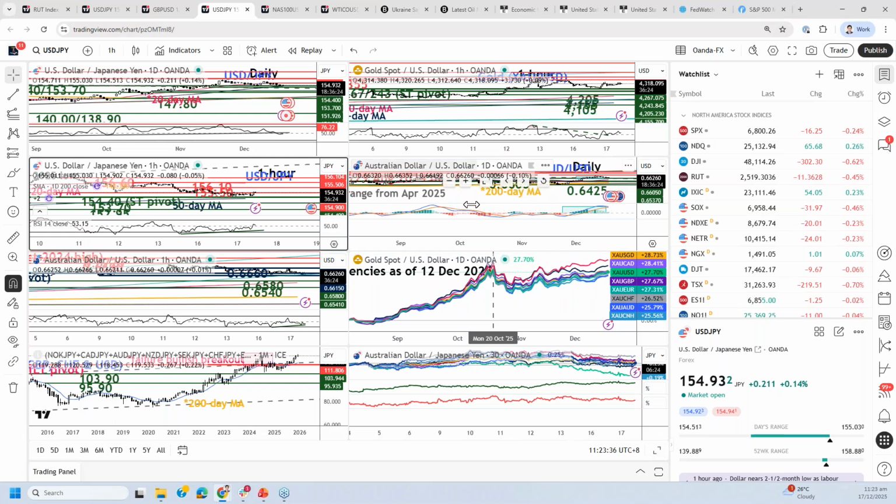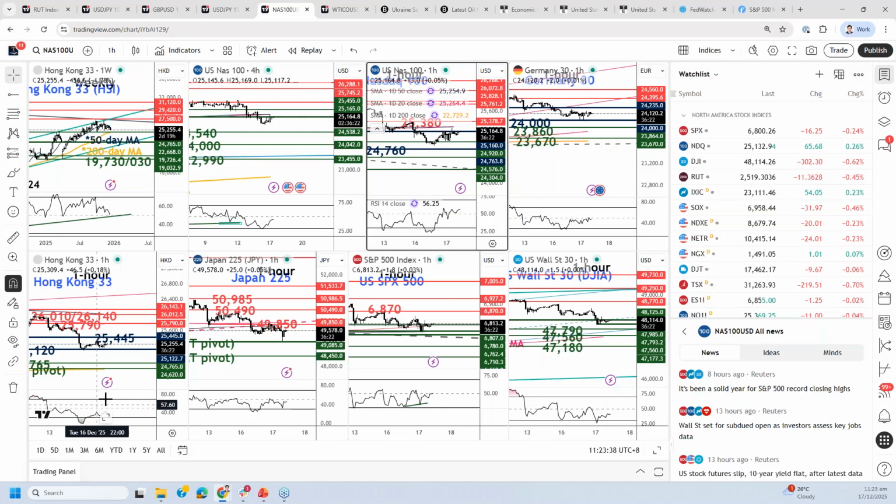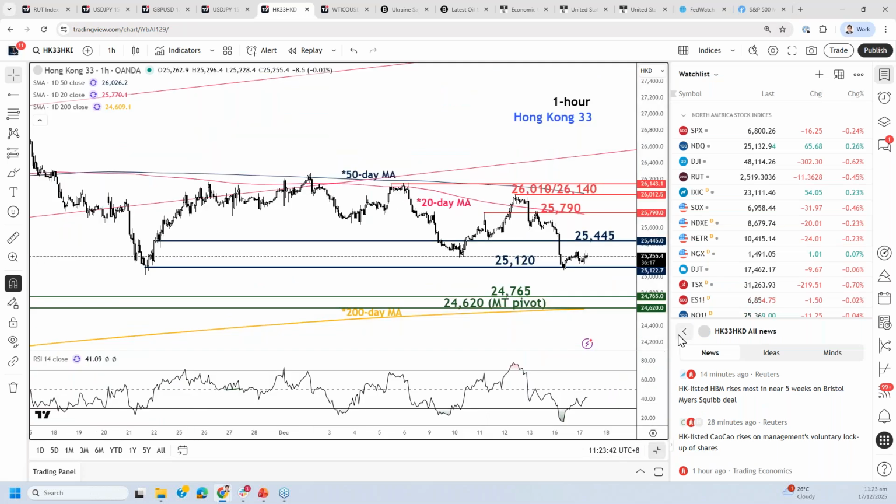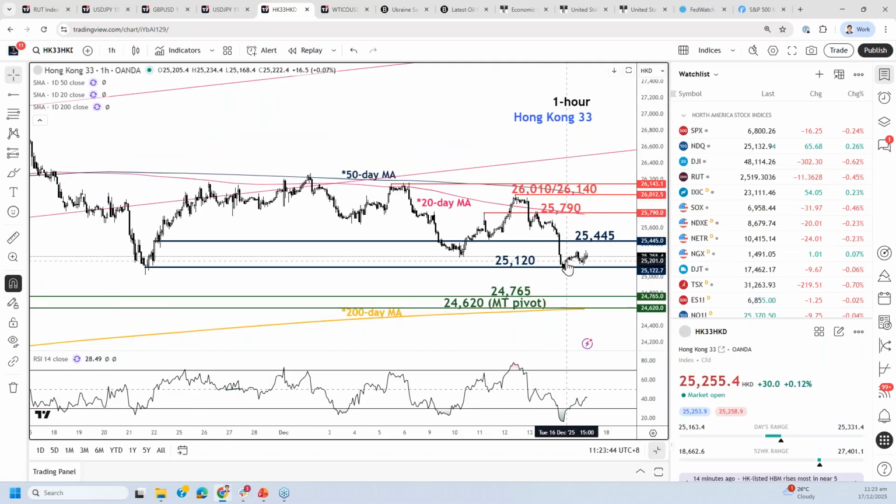Let us now proceed with the major stock indices, starting with the Asia Pacific region, which is the Hong Kong 33, representing the Hang Seng Index. The Hong Kong 33 right now managed to stage a mild bounce, right exactly at the lower limit of that neutrality zone that we highlighted yesterday at 25,120, which is the critical minor swing low of 21st of November. So no change. We do expect some form of minor sideways movement to continue. So still neutral between 25,120 and 25,445.